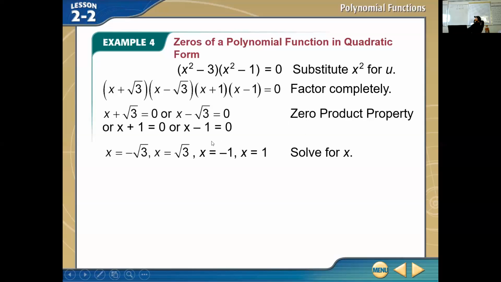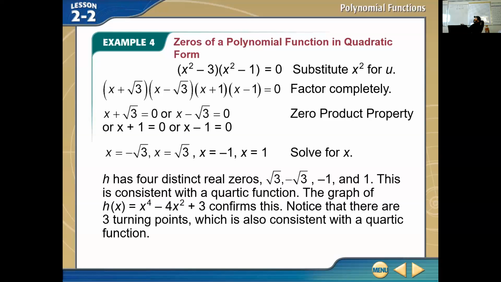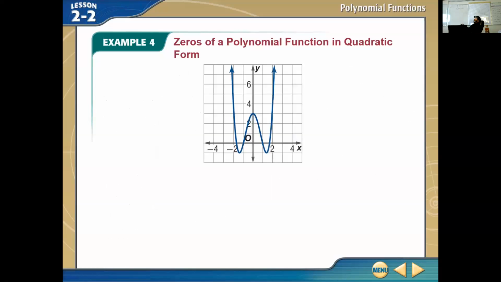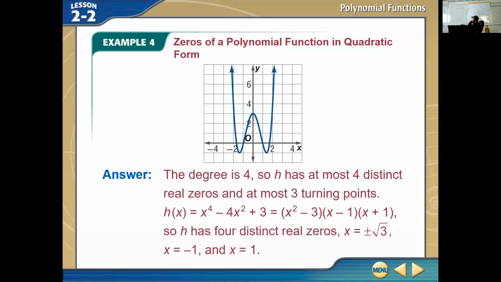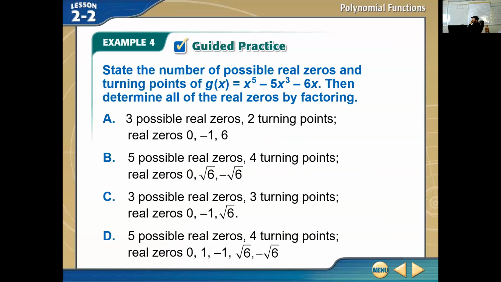But like I said, when it's all said and done, you end up with the same answer. Okay, there's what our graph looks like. The degree is 4, so it has at most 4 real zeros and 3 turning points. So when you're thinking about the quadratic, we're trying to get it into a situation that works for us.